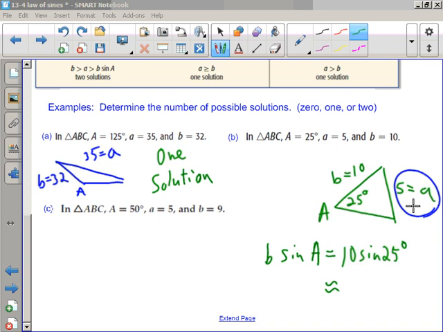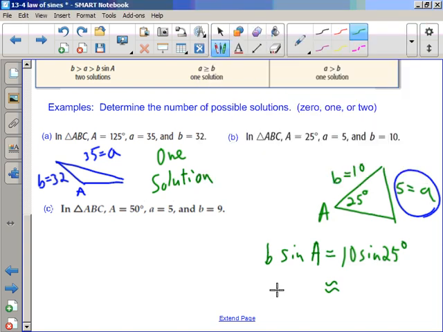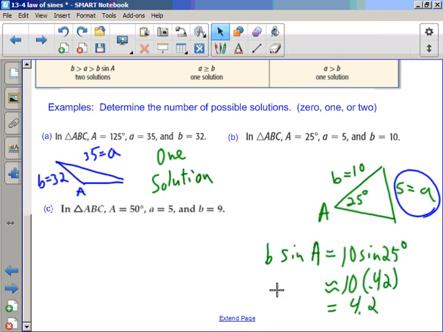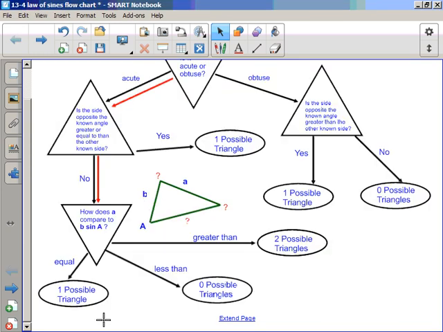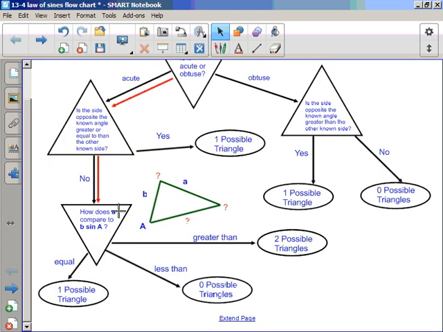if I get it, hold on. Okay. 10 times sine 25. Okay, 4 and change. So it's 10 times 4.2, or point. So that is smaller than A. Or in other words, A is bigger than 4.2. A is bigger than the 4.2 we just calculated, so it's greater than.